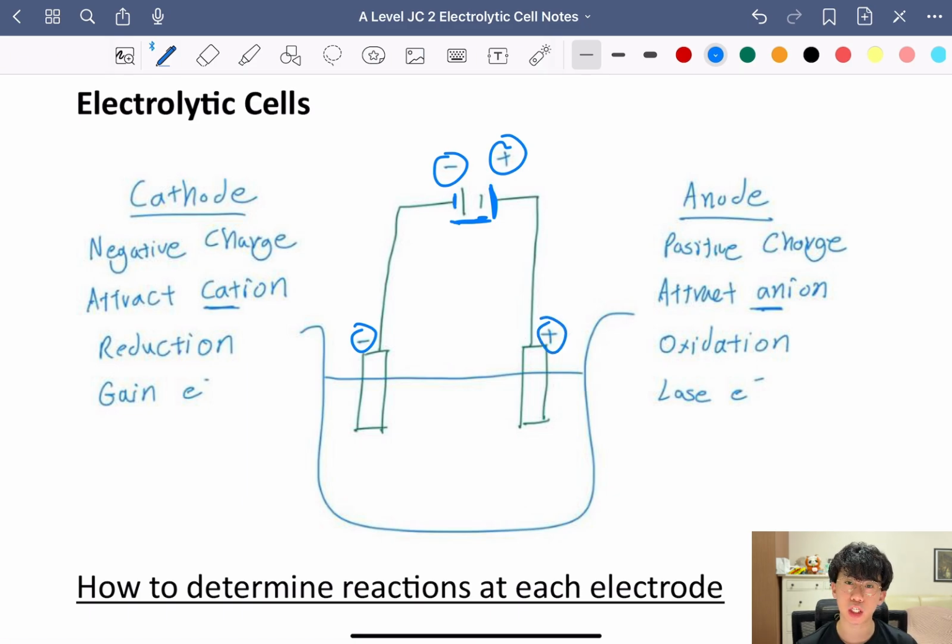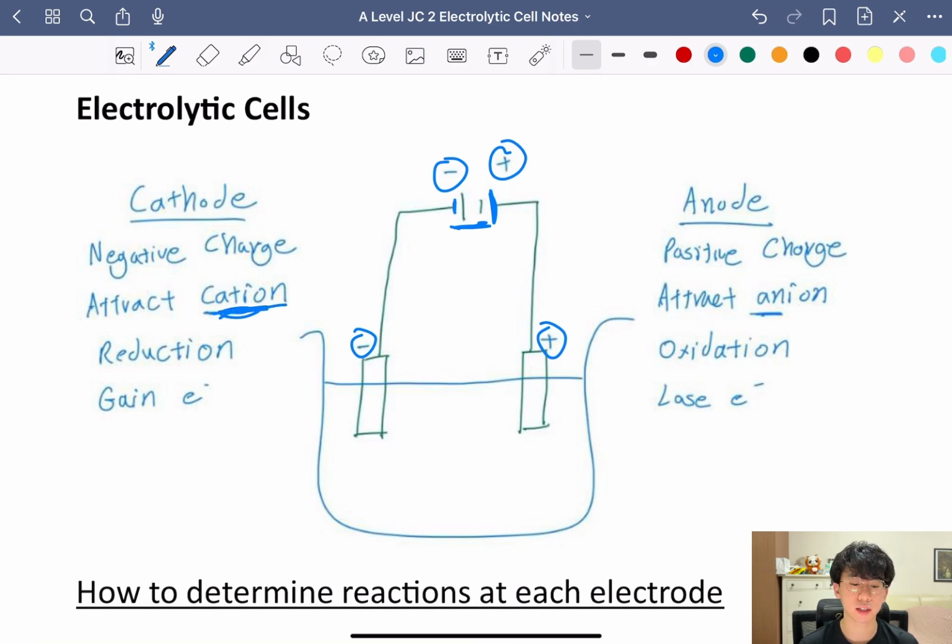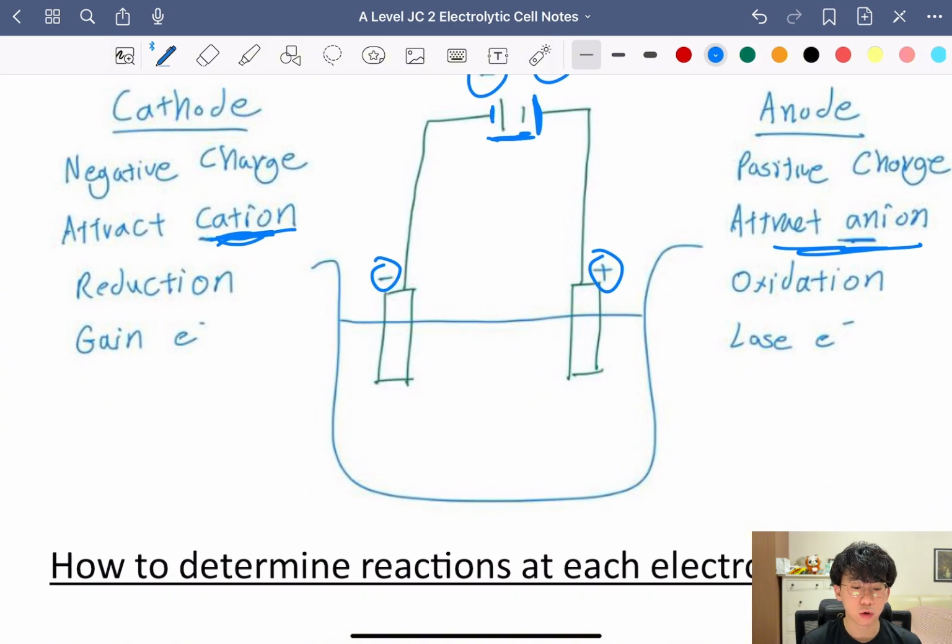After deciphering the charges, you'll be able to tell which side is the cathode and which side is the anode. So the negatively charged side will attract cations over here, and therefore it is called the cathode. Whereas the positively charged side attracts anions because anions are negatively charged, so therefore it's called the anode. Now from here we'll then know that reduction always happens at the cathode and oxidation always happens at the anode.